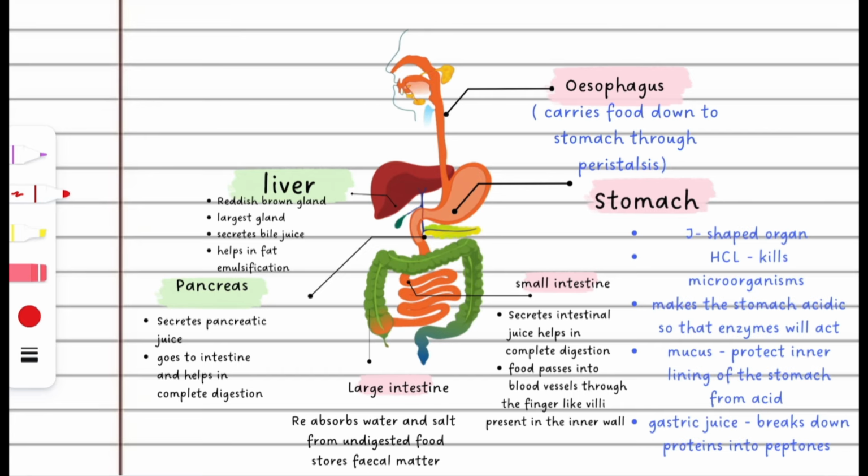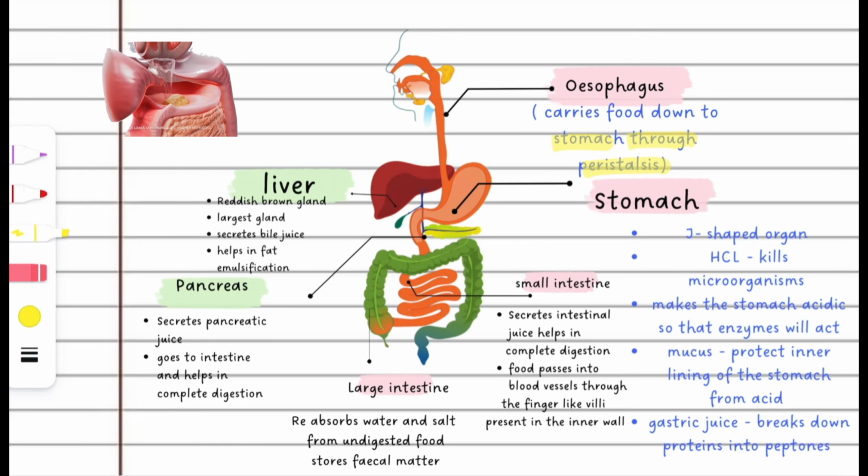So the food carries down to the stomach through peristalsis. The rhythmic contraction and relaxation of the muscles present in the inner lining of the esophagus, small intestine or large intestine is termed as peristalsis. Now once the food reaches the stomach, the food gets digested again. Okay. Now stomach is nothing but a J-shaped organ.